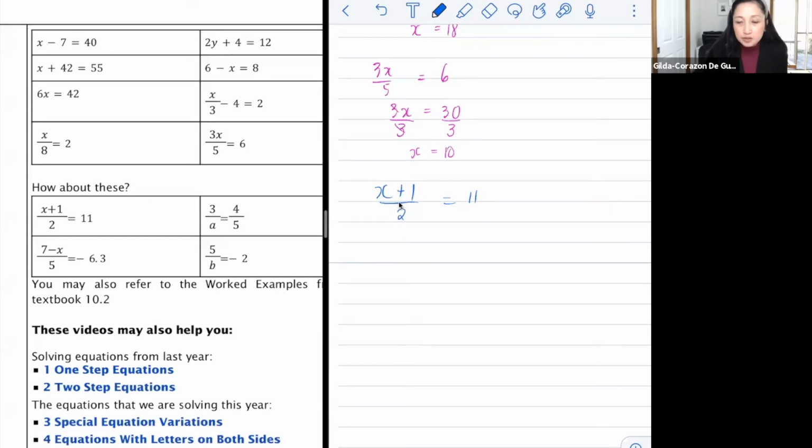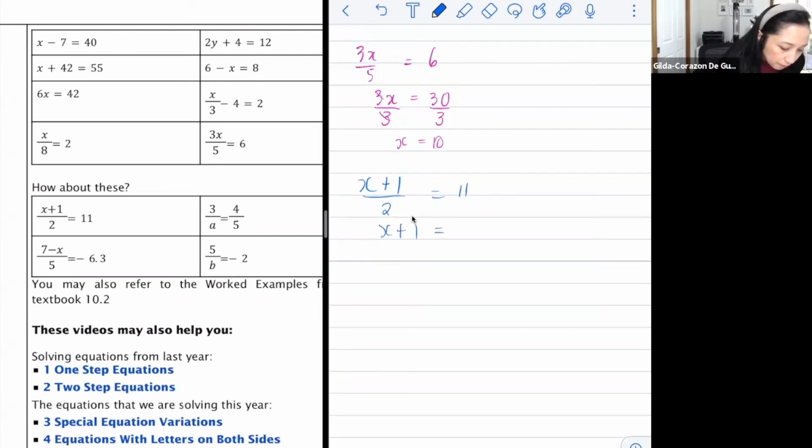What you do is you get rid of those numbers coming from the farthest to the one closest to your x. So this is divided by 2. So what you need to do is to multiply by 2 first. Okay, so you multiply by 2, so you've got x plus 1 equals 22. Then you can do just the cover up method. Something plus 1 gives you 22, then that number must be 21. x equals 21.